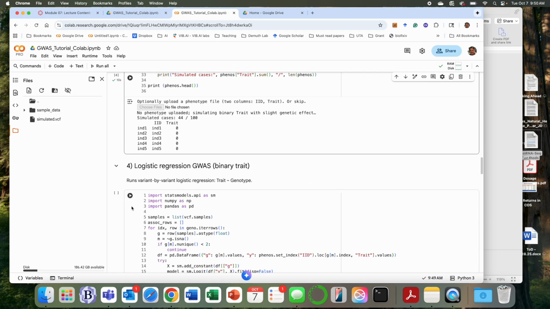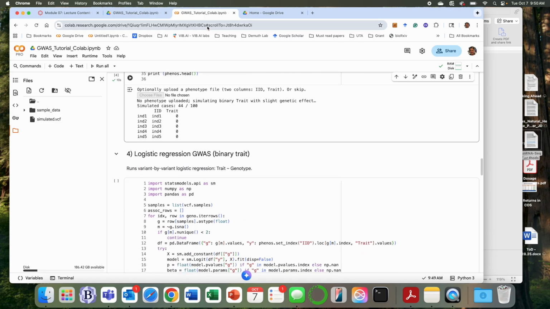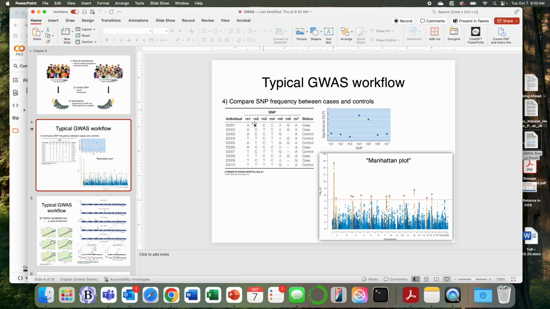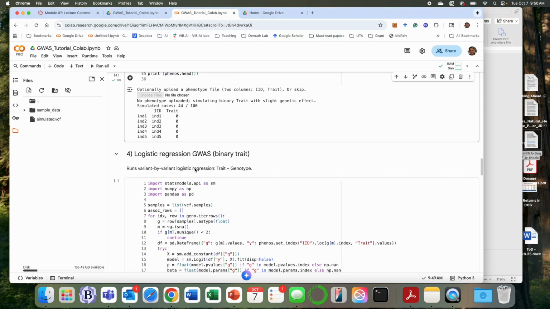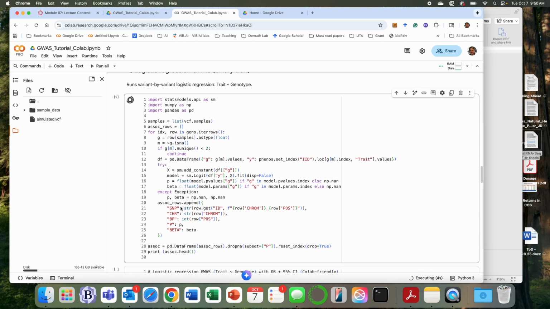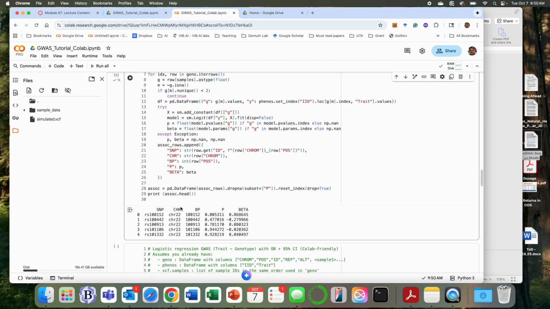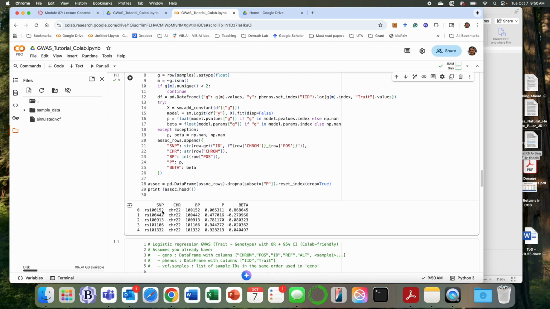Okay, so next we've got our genotypes and our phenotypes. Essentially we've got that table, and now we're going to run the logistic regression on all of those SNPs. This is going to run a bunch of logistic regressions, and it's just showing us the top of that table.